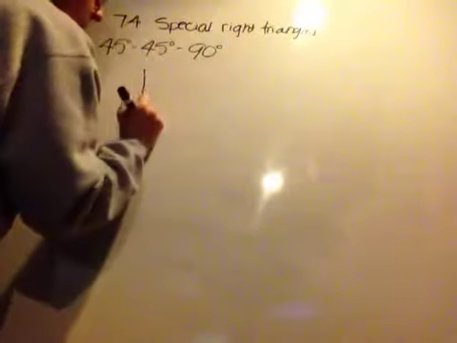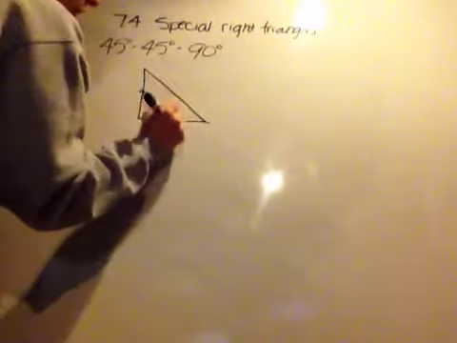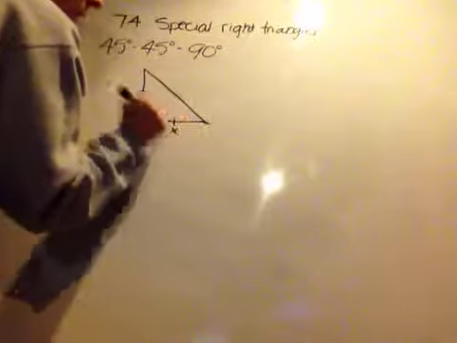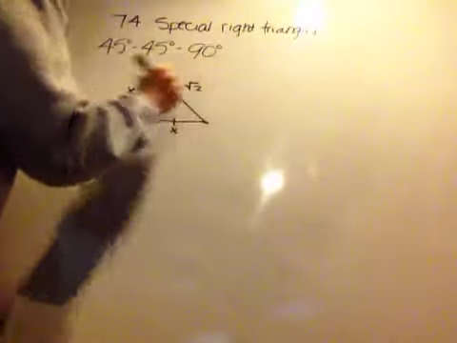In a 45, 45, 90 triangle, the hypotenuse is the square root of 2 times as long as each leg. So my legs are the same. Let's call them x. And then my hypotenuse will be x times the square root of 2.